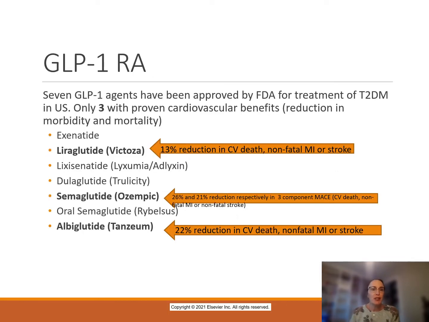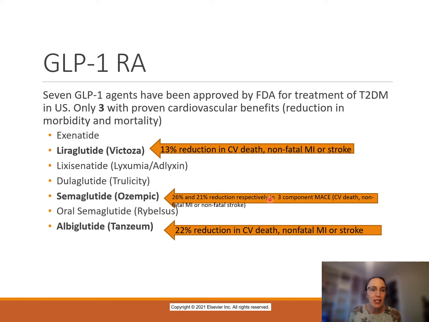So let's start with the GLP-1 receptor agonists. At the time of this recording, there are 7 that have been approved by the FDA for treatment of type 2 diabetes in the US, but only 3 of them have proven cardiovascular benefits in terms of reducing morbidity and mortality. My favorite, and the one my institution uses all the time, is semaglutide, otherwise known as Ozempic.